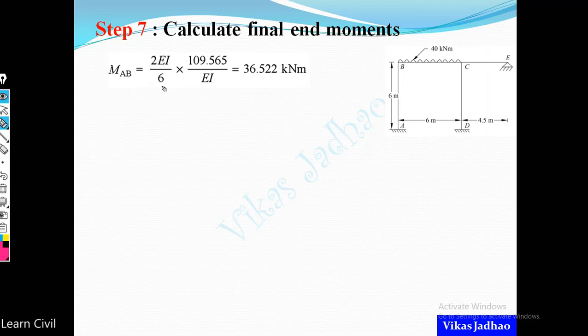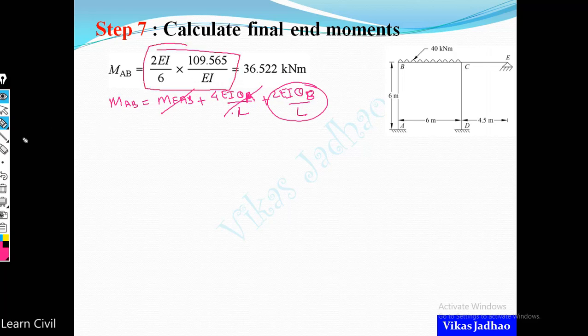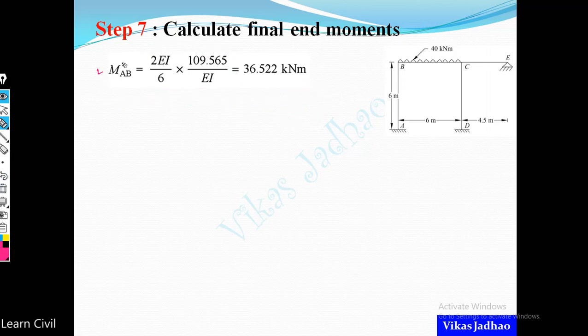Now for member AB, the slope deflection equation will be MAB is equal to MFAB plus 4EI theta A divided by L plus twice EI theta B divided by L. This term will be 0, and this will be again 0 because it is not subjected to any load. Therefore this term will be twice EI theta B divided by L. So we get the value of MAB is equal to 36.552.